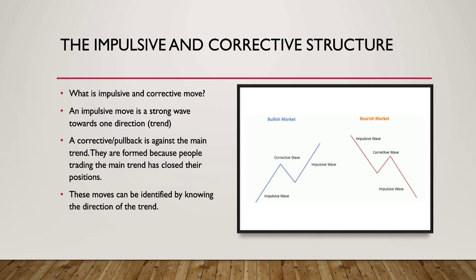Then we have the impulsive and corrective structure. An impulsive move is a strong wave towards the trend, right? For example, here, if it's an uptrend, this is the impulsive move, this is the corrective move. All right, this is like the pullback, we call it. And the reason it actually takes place is because buyers are closing their positions at this point. They're happy with their higher high, so they close it, and then it forms a higher low, and then people enter again, and then it continues till the trend stops, right?